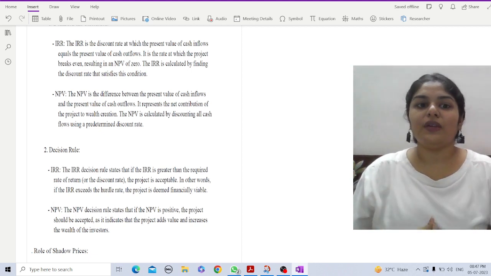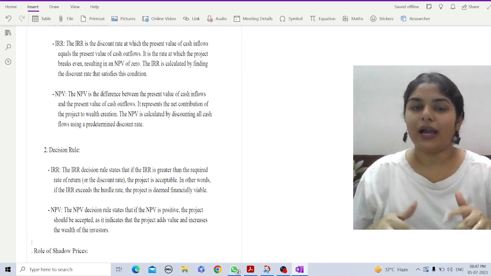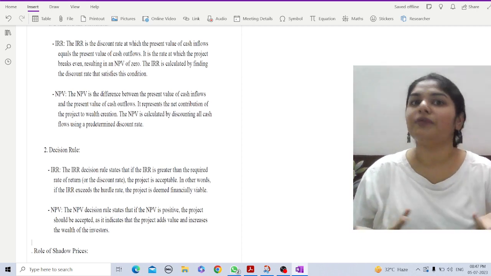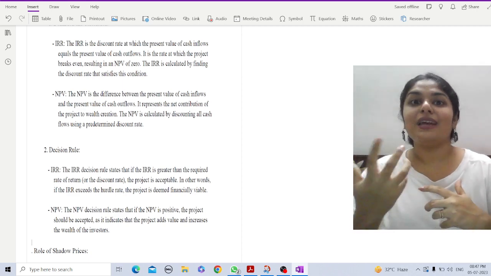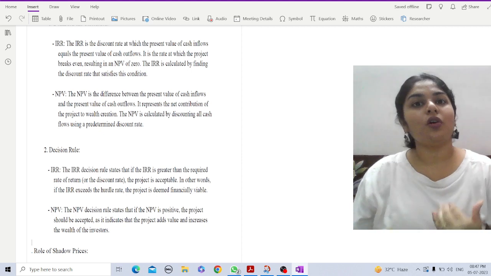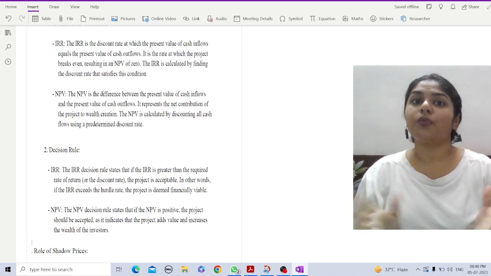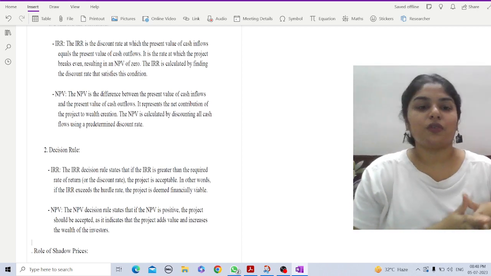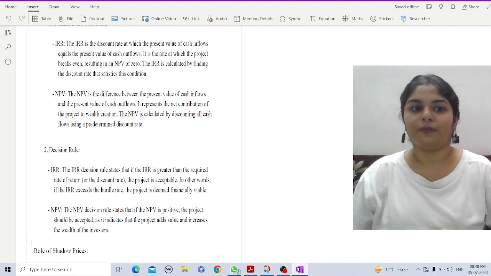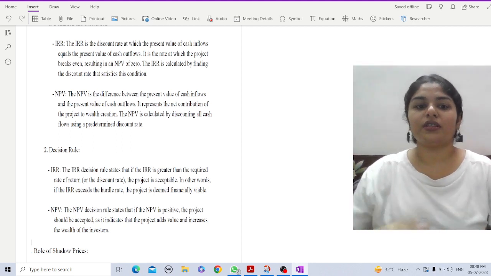And in case of NPV, the decision rule is that if the NPV is positive, then the project should be accepted, because obviously we know NPV is the difference between inflow and outflow. If NPV is positive, that means cash inflow is more than the cash outflow, correct? So that is profit. So of course, it is a profitable investment. So the investment is viable, so it is acceptable. It is adding value, that is why. So this is how the decision is made.